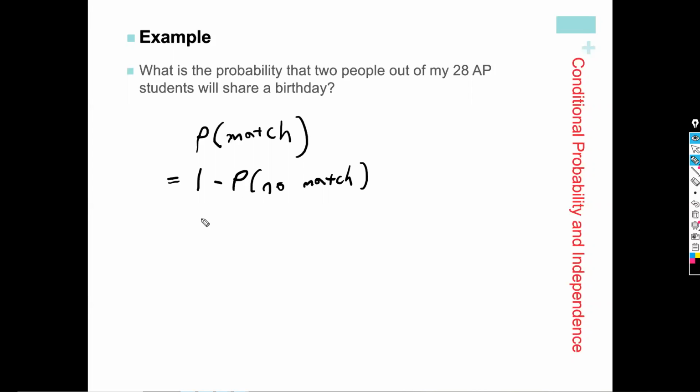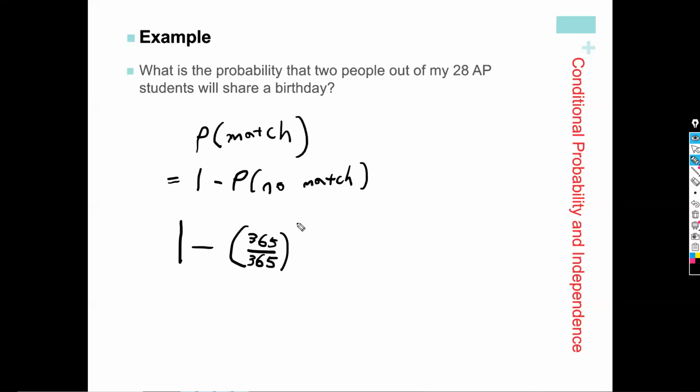Well, we have 28 different people to check. So if I look at my first person, the first person I choose, we're ignoring leap years, by the way, because it just makes it easier. The first person I choose, well, they don't have anybody to match with yet, so they can have their birthday on any day. So they're in the clear to have their birthday on any day they want.